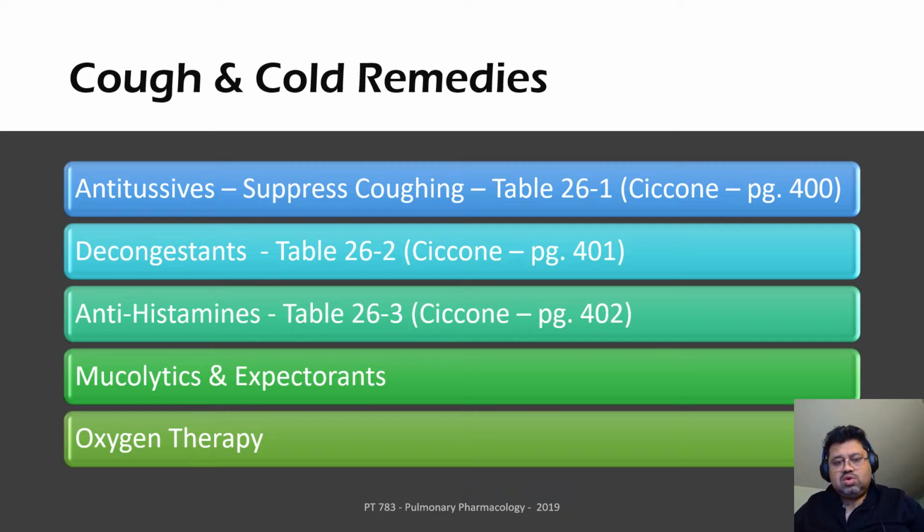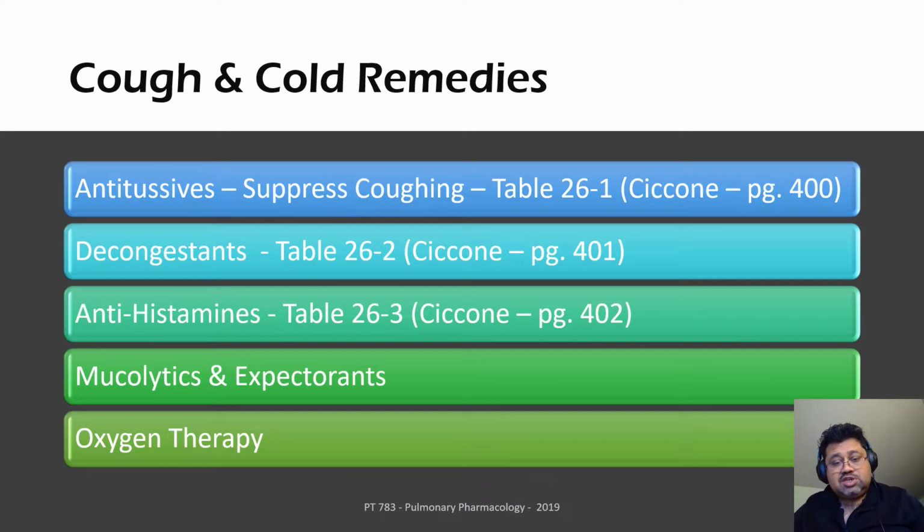So remedies for cough and cold can be classified as antitussives, decongestants, antihistamines, mucolytics, and expectorants, and oxygen therapy. Now, antitussives are medications that suppress cough and cold. A full list for this is available on table 26.1 on Secone page 400, and you can refer to that.